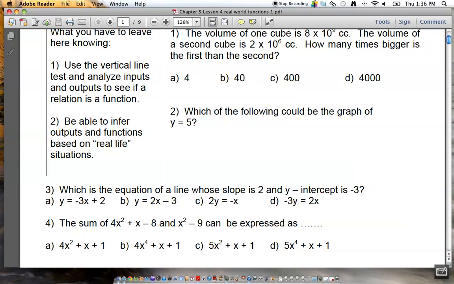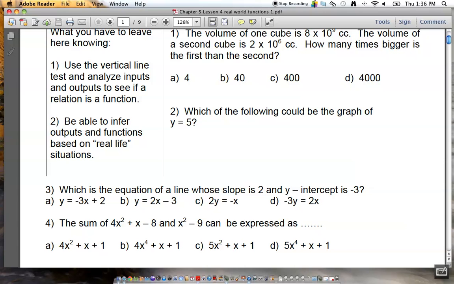Let me put it to you this way. I have two numbers. One number is 10, one number is 2. How many times bigger is the 10 than the 2? 5 times bigger. Now 10 times 2 is not 5, is it? 10 divided by 2 is 5.